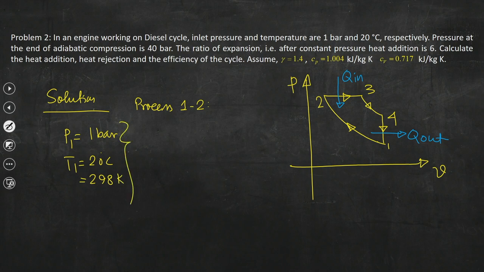Okay. So, what we can write, process 1 to 2, V 1 by V 2 equal to R C, equal to P 2 by P 1 power 1 upon gamma. Again, we are using ideal gas equations. So, what we can write here? So, this is the compression ratio.